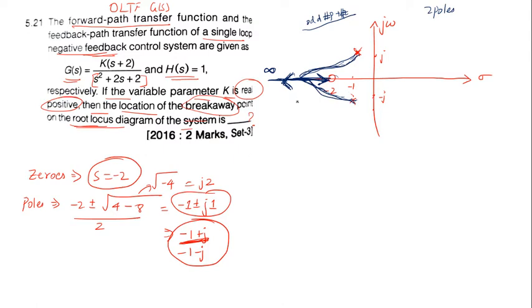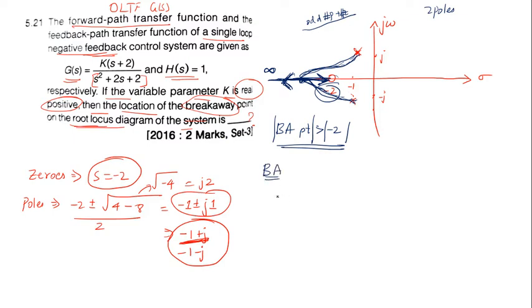Now we can see that our breakaway point is present after -2. That means our breakaway point should be greater than -2, or in terms of magnitude if you take it. Let us proceed and find the procedure for finding the breakaway point.